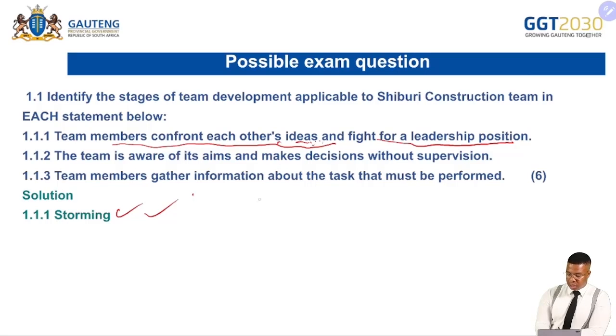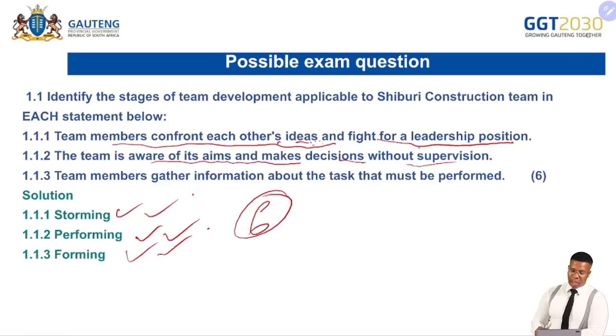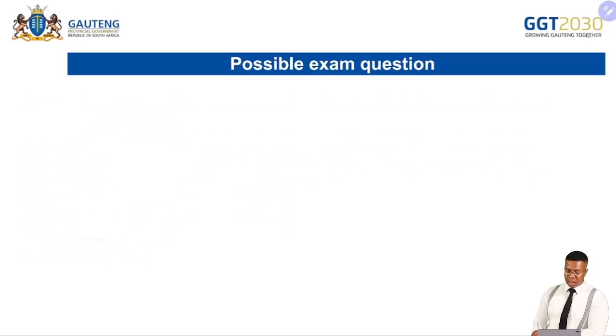employees confront each other's ideas and fight for leadership position, or also fight for how things should happen within the team. And then looking into performing, the team is performing because they know the aims and strategies and make decisions without supervision. And then another aspect there becomes the issue of information about the task that must be performed. So team members gather information. So this is the beginning stage. So the beginning stage then should be considered to be forming. So you get your 6 marks like that. This is your stages of team development.